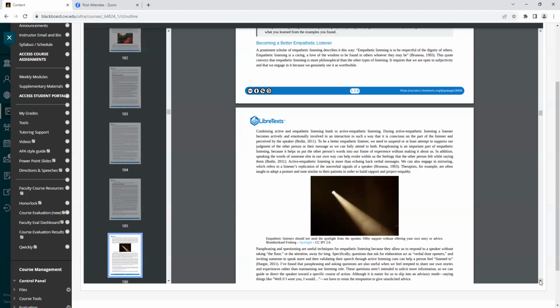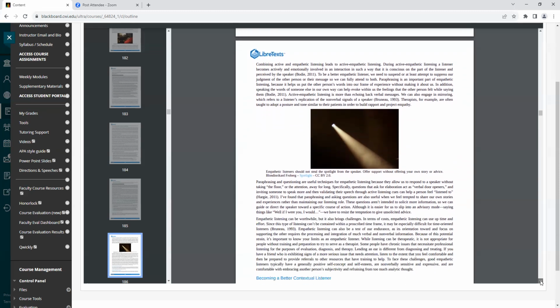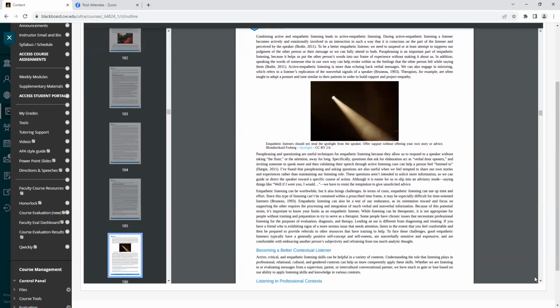Active empathetic listening is more than echoing back verbal messages. We can also engage in mirroring, which refers to a listener's replication of the nonverbal signals of a speaker. Therapists, for example, are often taught to adopt a posture and tone similar to their patients in order to build rapport and project empathy.